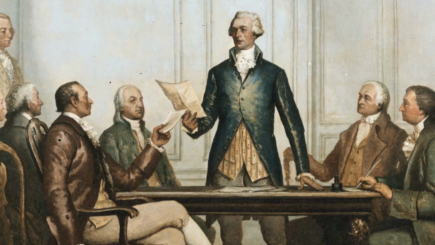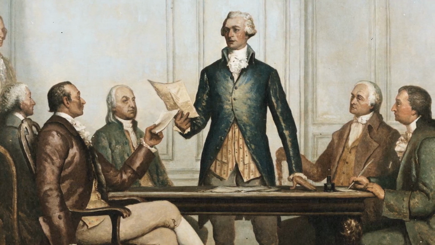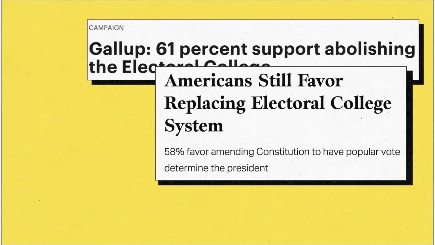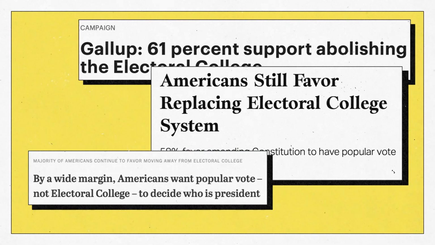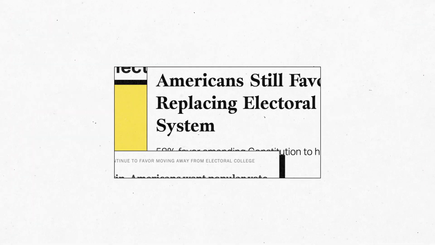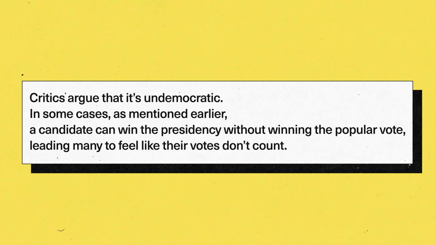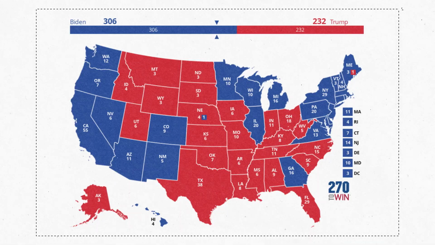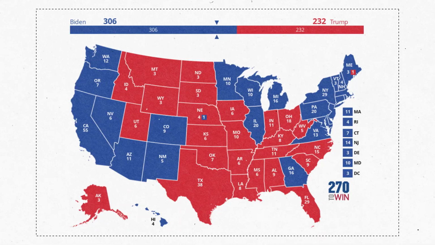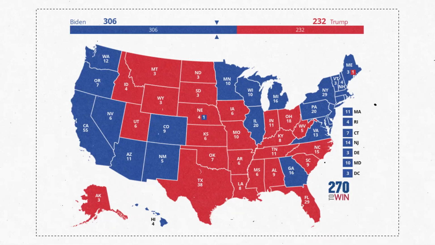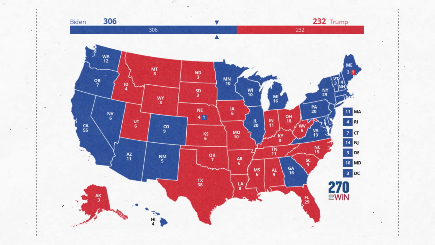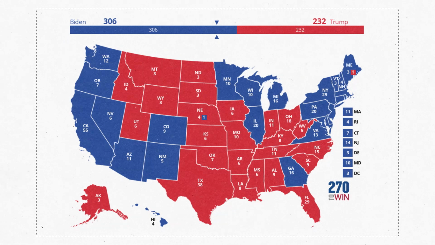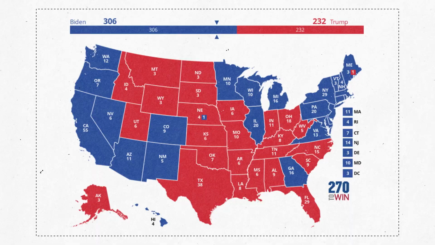While the Electoral College has been part of the US system since the country's founding, it's not without controversy. In fact, polls consistently show that a majority of Americans would prefer to scrap it altogether. Why? Critics argue that it's undemocratic. In some cases, as mentioned earlier, a candidate can win the presidency without winning the popular vote, leading many to feel like their votes don't count. This is especially true in states that are solidly red or blue. If you're a Democrat in a Republican state, or vice versa, you may feel like your vote is wasted because the other side is almost guaranteed to win all of your state's electoral votes.